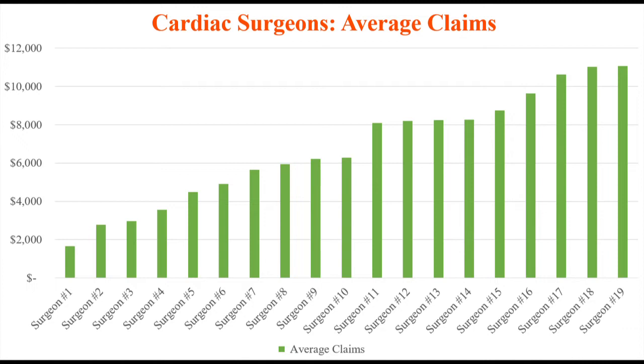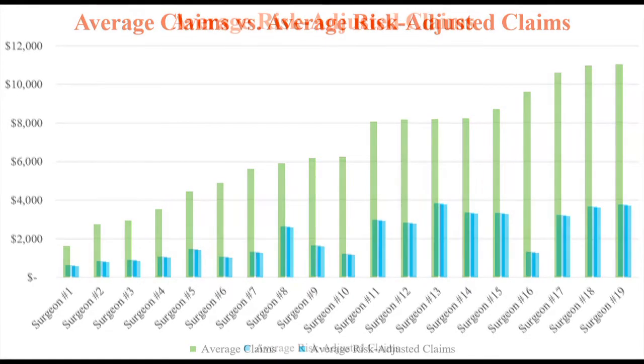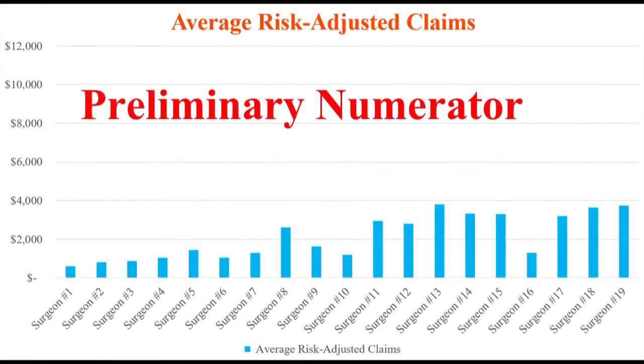So we have to adjust for that by assigning each patient a risk score, so that when we're comparing outcomes, we're doing so on a level playing field and filtering out the effects of how healthy or sick a particular patient was. This graph compares the raw claims costs to the risk-adjusted ones. It's the risk-adjusted claims that we'll use in our calculation, and these will be our preliminary numerator.